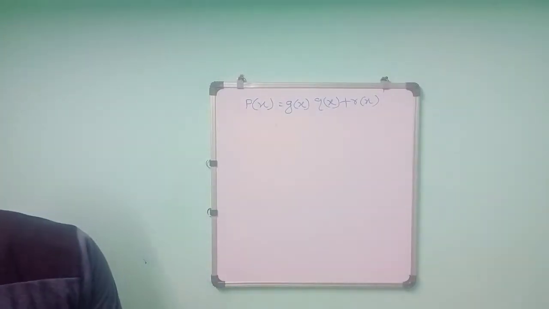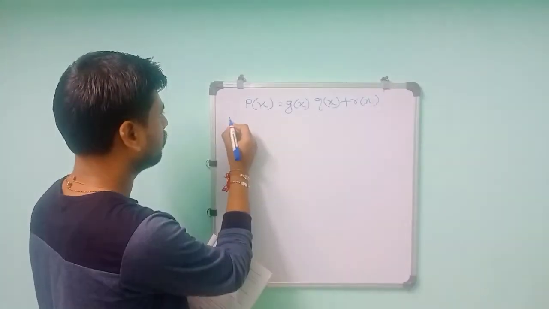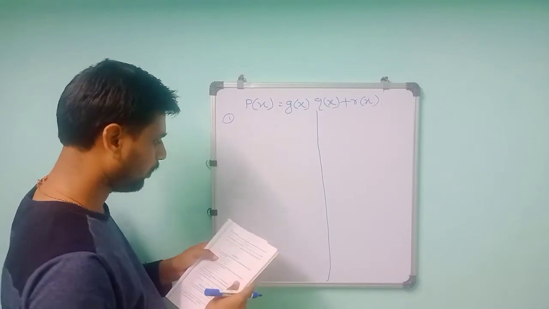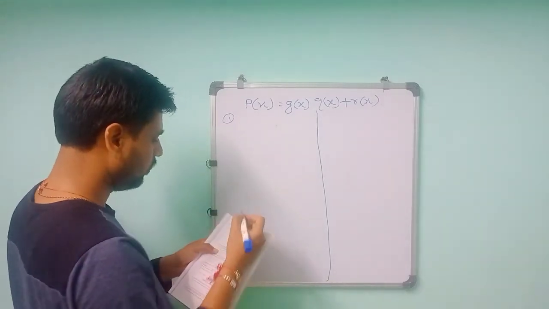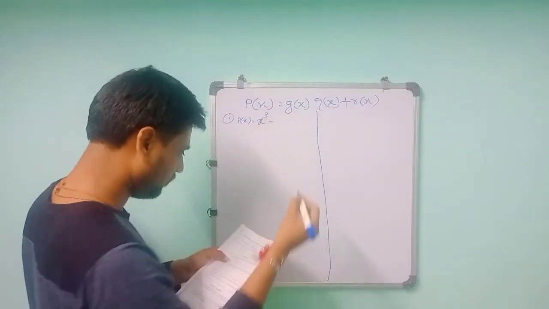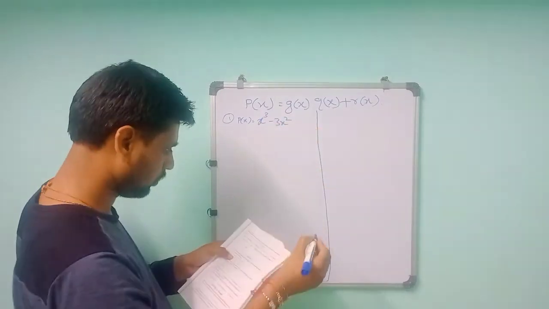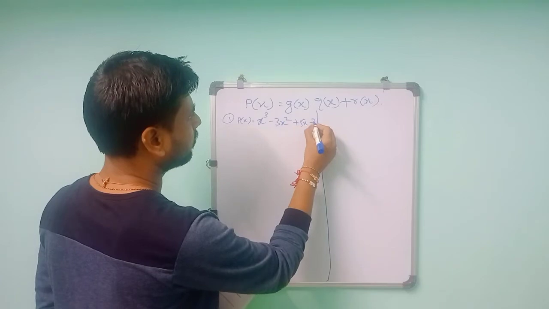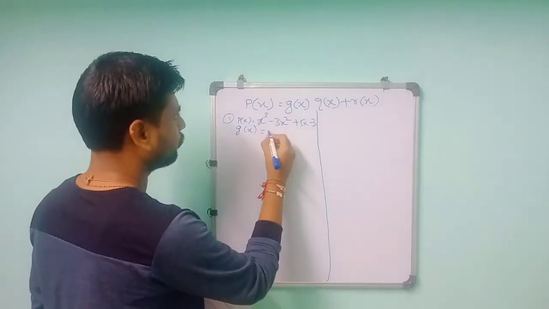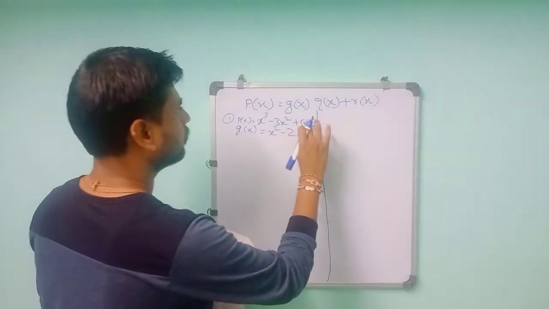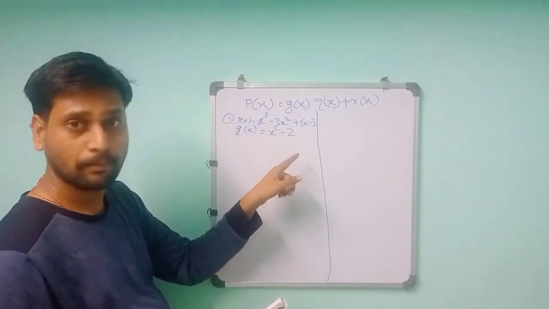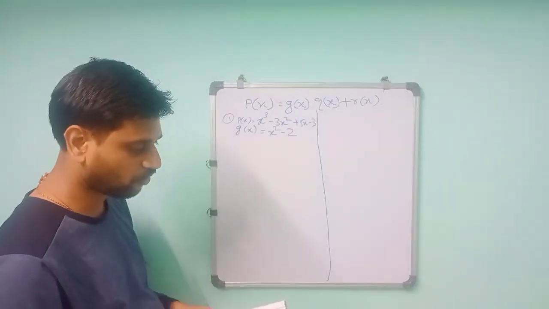Then exercise problem, first one: divide the polynomial p of x by g of x. P of x is given as x cube minus 3x square plus 5x minus 3. Then g of x is x square minus 2. You have to find out the quotient and remainder in each of the following.